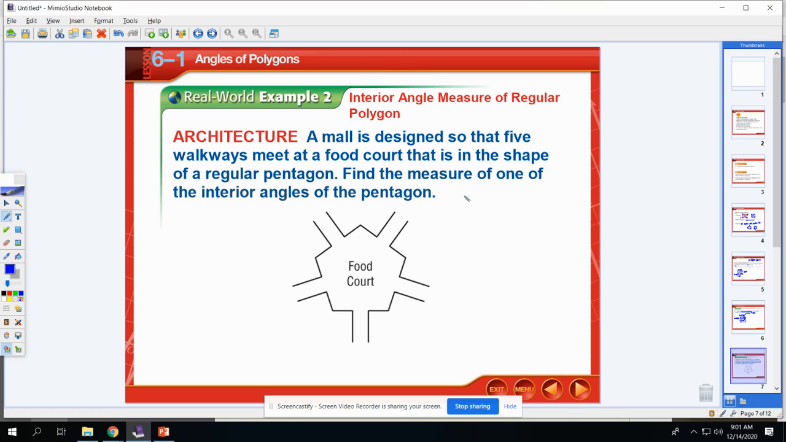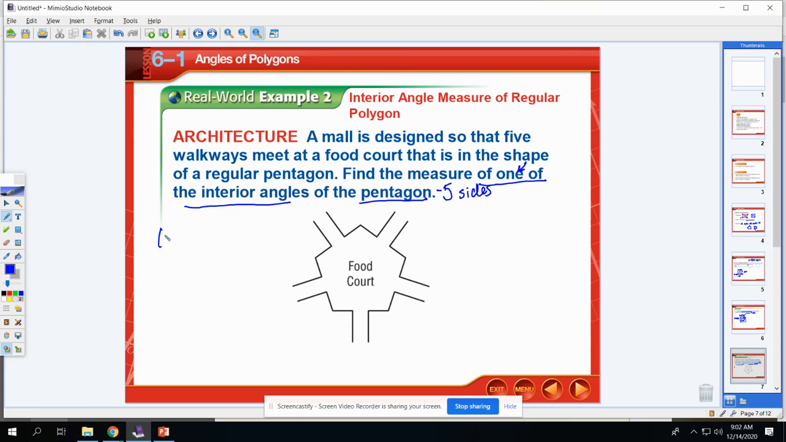Next question says a mall is designed so that 5 walkways meet at a food court that is in the shape of a regular pentagon. Find the measures of one of the interior angles of the pentagon. Well, I think a lot of us know here that a pentagon has 5 sides. But the difference between this question and the previous question is this one doesn't ask for the sum of all the interior angles. It asks for one of the interior angles.